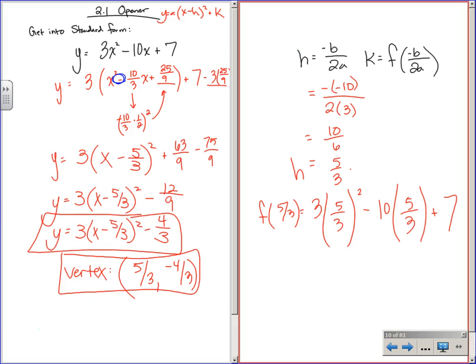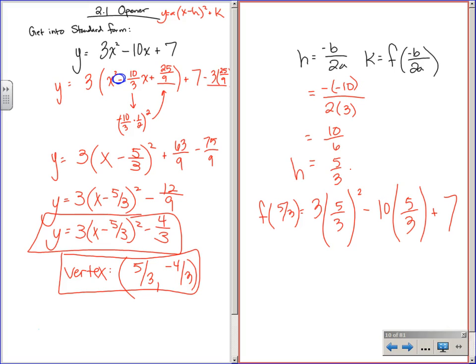The real question: are you more scared of this or this? This leads you right down to the answer. Pull it out, you're done. This, you better not make any mistakes. Either way, you're struggling with fractions. You just choose which way you want to go.